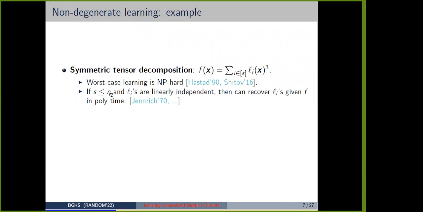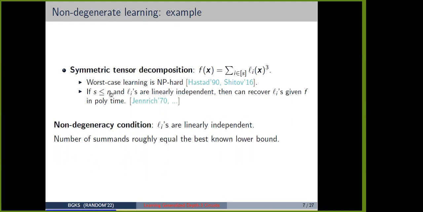is less than n and all the Li's are linearly independent, then you can recover these Li's. That is, you can learn the circuit. Now, if you think of this as a non-degenerate learning algorithm, what's the non-degenerate condition? The non-degenerate condition is that the Li's are linearly independent. And also note that here the number of summands you can handle is closely linked to the best known lower bound. So this known algorithm fits into the framework of non-degenerate learning.